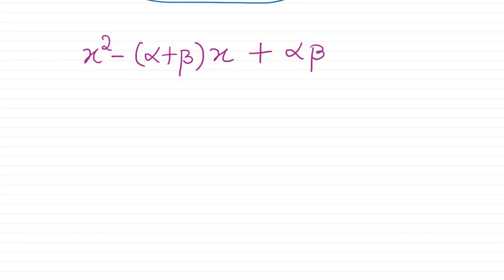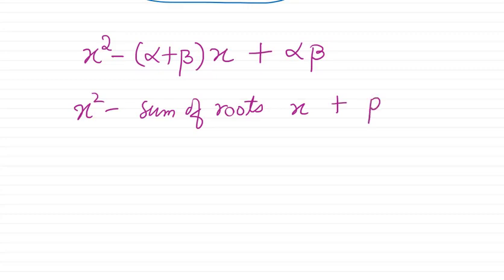And you can also derive the equation if you know the sum of the roots and the product of the roots. For finding that, you have an easy formula: x square minus (alpha plus beta, the sum of the roots) into x plus alpha into beta. So this is the equation. You can also write it as x square minus sum of roots into x plus product of roots. You can also write zeros in the place of roots. So that's the formula for finding the equation.